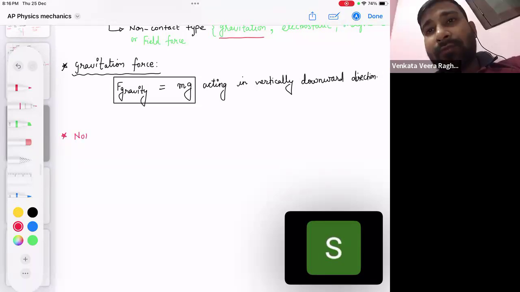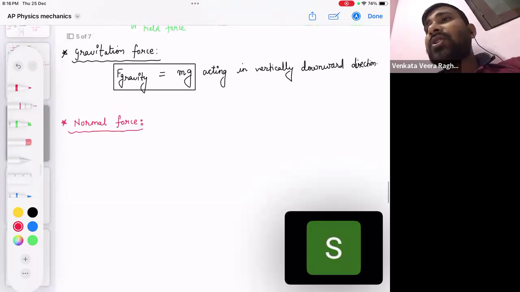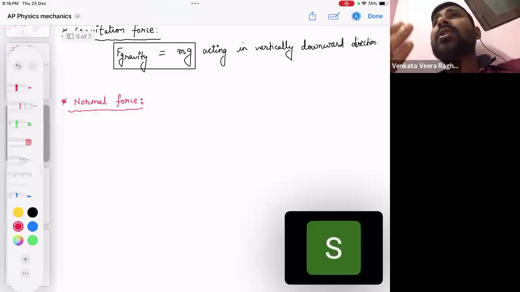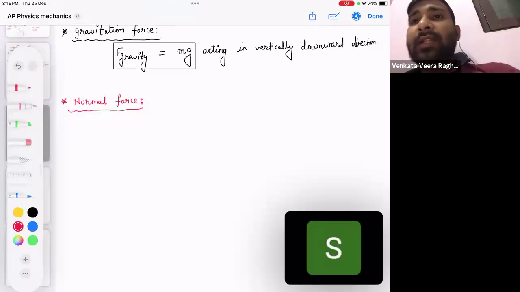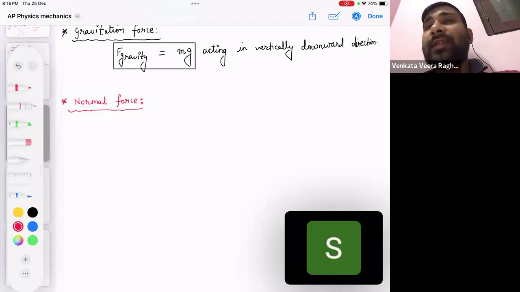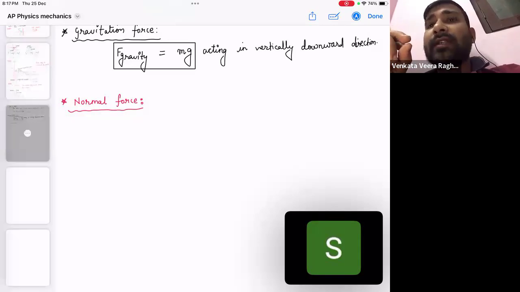Next is the normal force. Normal force, the name itself suggests that it's going to be normal. So normal to what? It will be normal, but normal to what? Tell me. See, whenever the normal force acts between two bodies, the two bodies must be in contact with each other, isn't it? So the normal force always acts perpendicular to the contact surface.